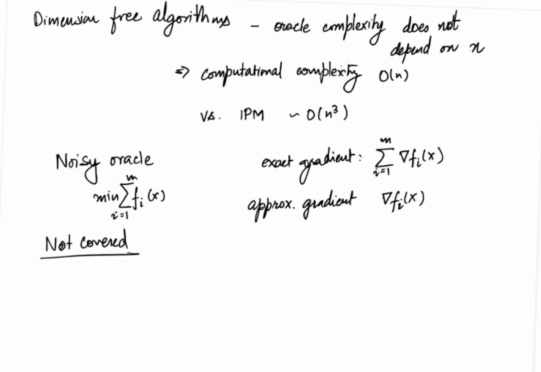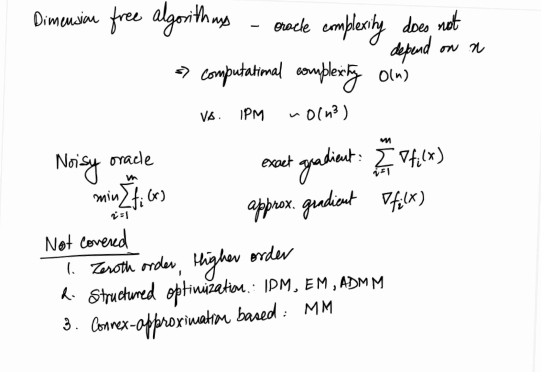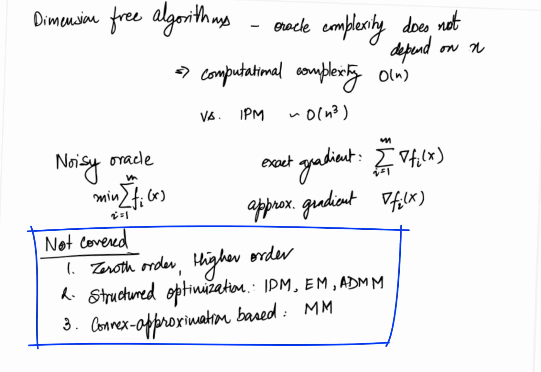Before concluding the introductory lecture, I list some classes of algorithms that are definitely important but cannot be covered here because of time constraints. These include the zeroth order and higher order algorithms, structured optimization algorithms that utilize the problem structure, such as the interior point methods, expectation maximization, the classical version of alternating directions method of multipliers, ADMM, and methods solving non-convex problems using convex approximations, such as the majorization minimization. So that is all for this video. We'll continue in the next video.